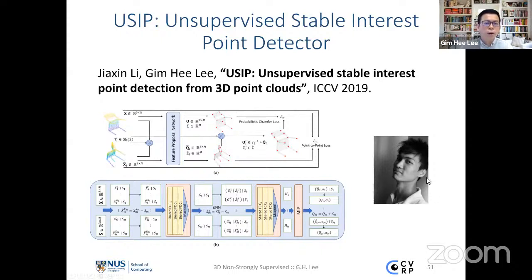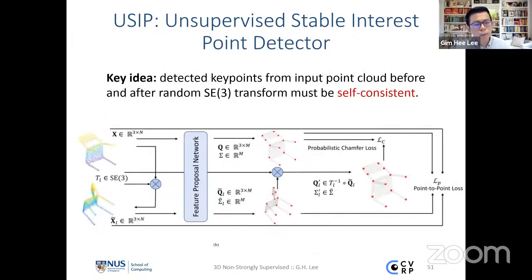In this case, we totally do without any form of labeling, not even the weak form of labeling. We actually use what we call self-supervision in order for the network to learn how to detect salient, useful key points. Now, the key idea behind USIP is actually very simple. Given a point cloud, denoted by X here, we first input this point cloud into our feature proposer network, and the output would be a set of key points on the input point cloud.